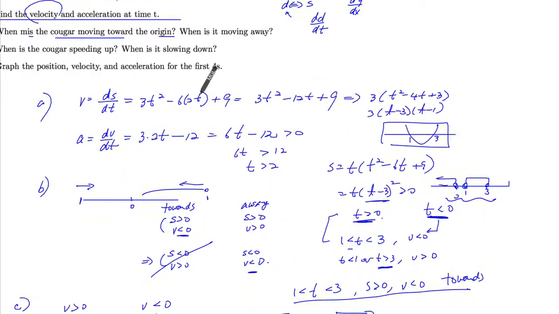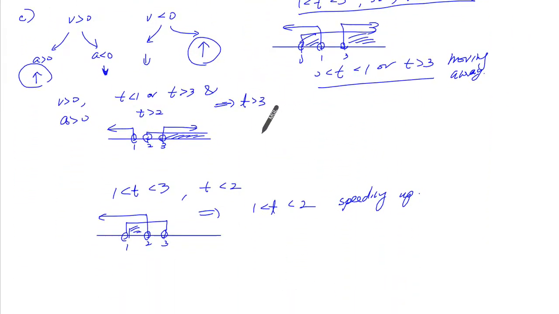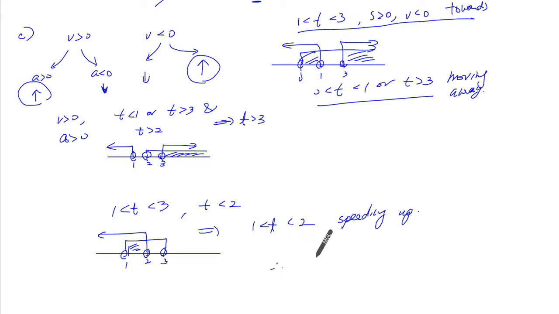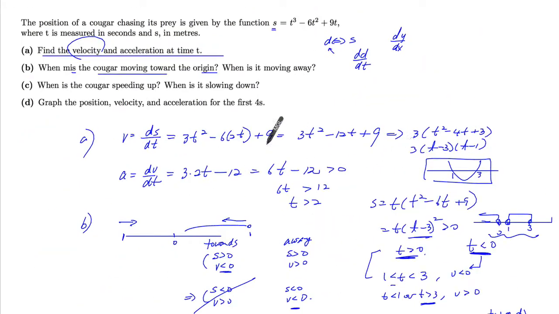Okay, when is it slowing down? Well, all the other times. So therefore, it's slowing down when t is less than 1, or when t is between 2 and 3.